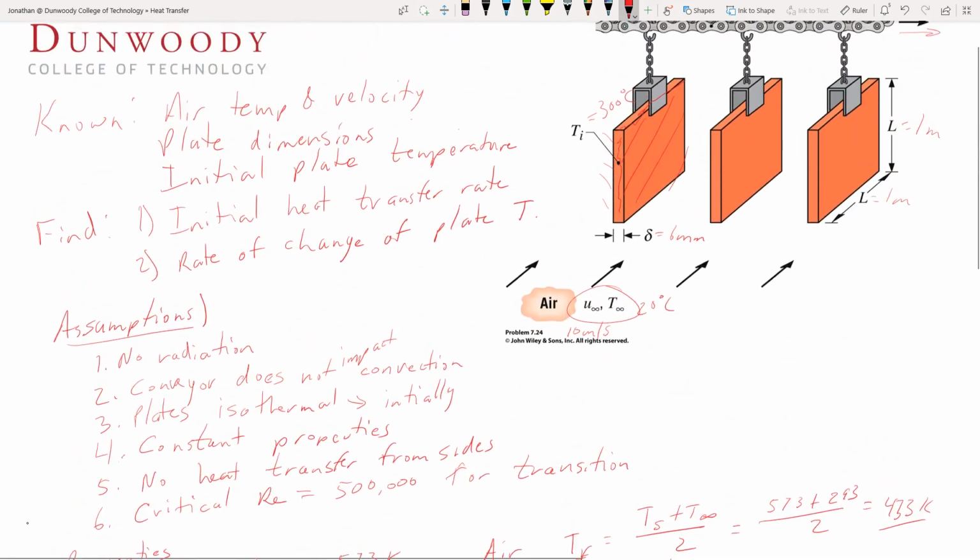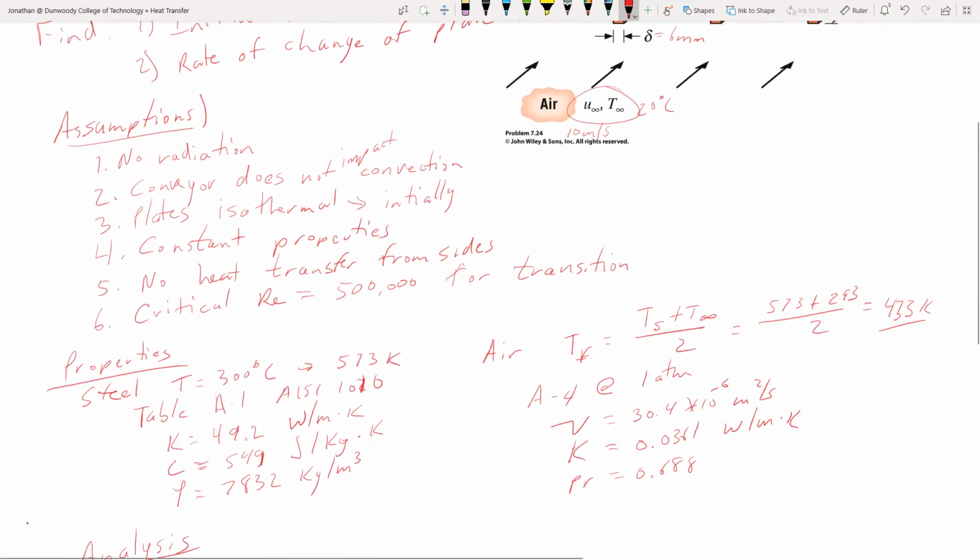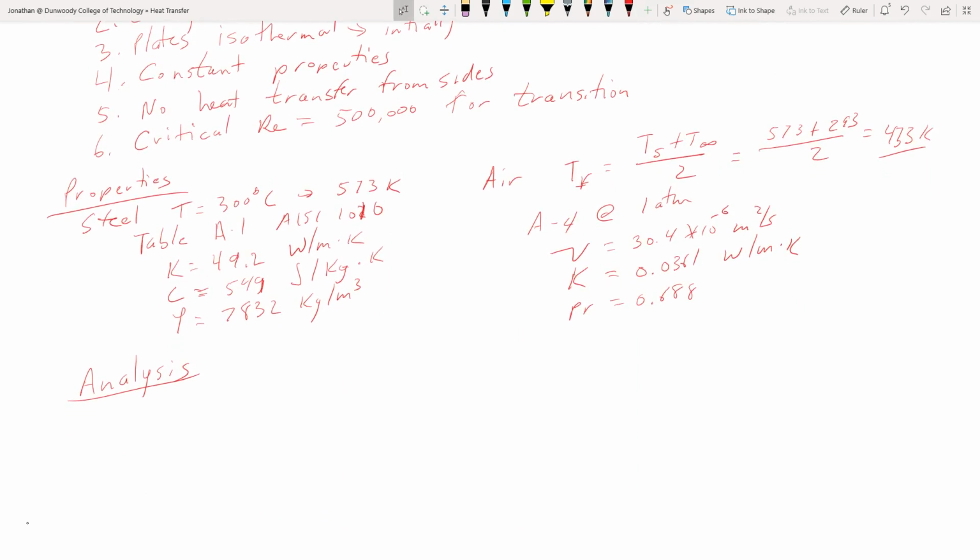So what we're looking for here is our initial heat rate, right? So it's going to be Q = h bar A delta T, essentially Newton's law of cooling. So what are we looking for with that? We know delta T, we know A. We're really looking for this h bar. So we need to find some correlation that gets us our heat transfer rate.